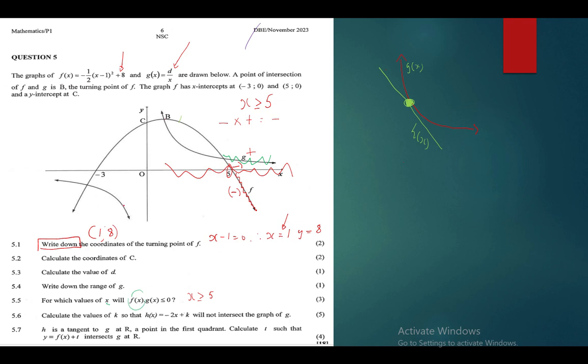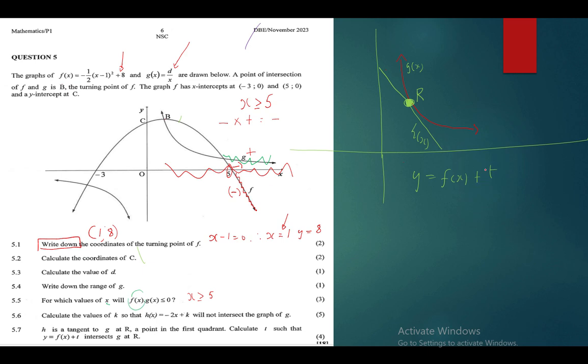Okay, so I will use what's happening. At this dot here, they are saying it's r. H is tangent to g at r, a point in the first quadrant. They are saying this is happening in the first quadrant. Calculate t. The problem wants us to find t. Calculate t such that y equals f of x plus t intersects g at r.